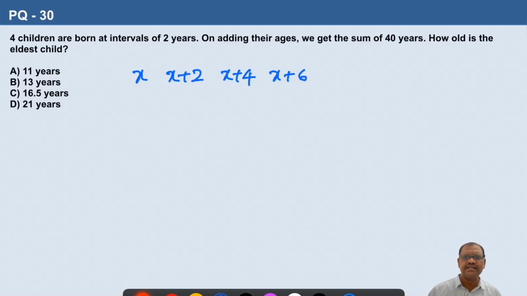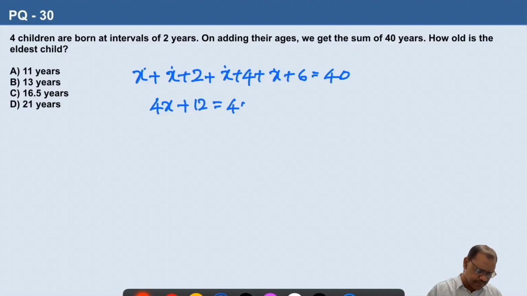On adding their ages, we get the sum of 40 years. Add all of them. The sum is equal to 40 years. So what do you get? By simplification, find the value of x. 1, 2, 3, 4: 4x plus 2 plus 4 plus 6, 6 plus 6, 12. 4x is equal to 40 minus 12, is 28. X is equal to 28 by 4, is 7.